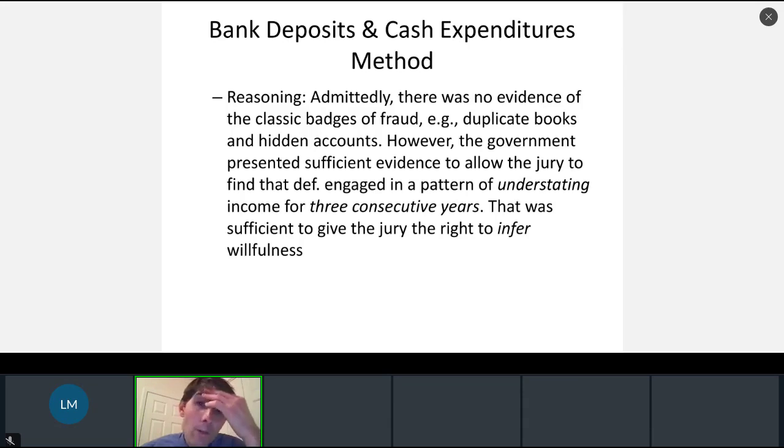So that's a fatal blow to the defense, because that gives the government another arrow in their quiver to rely on: a court ruling that the fact that a defendant engaged in a pattern of understating income for 3 consecutive years gives the jury the right to infer willfulness. So I think what we're seeing here is the court really hammering and further diluting the willfulness element, which, as we all know, is the most vital element that the government must prove in any criminal statute involving the potential loss of a defendant's liberty.